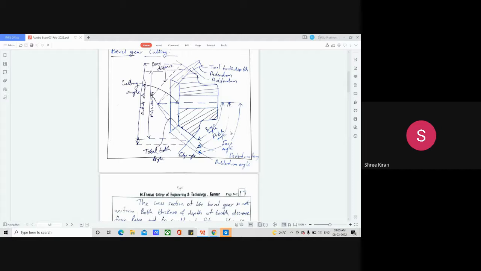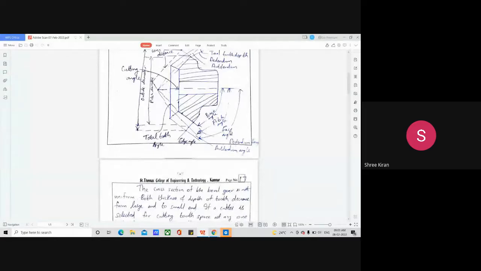In the case of cross section, the cross section of the bevel gear tooth is not uniform. Both the thickness and the depth of the tooth always decrease from the large end to the small end. Just remember that.